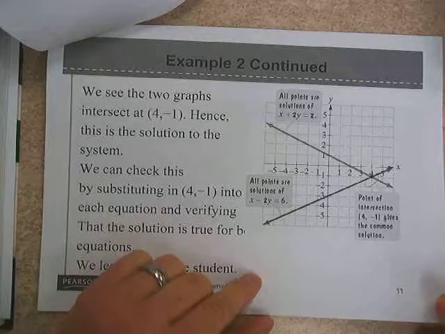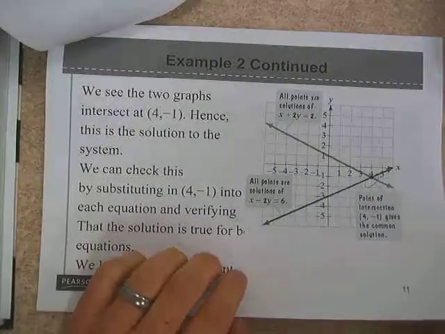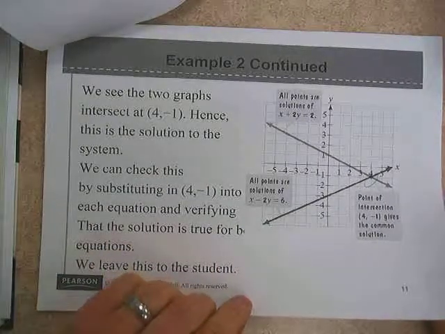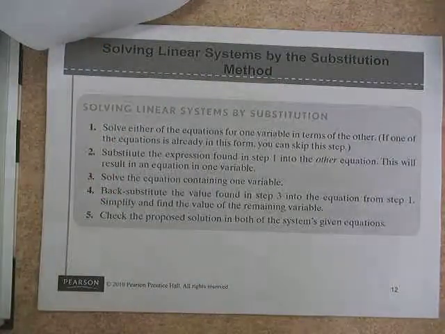Now, of course, if our claim by graphing is that this is the solution, we should certainly check that by doing what we did in the first example, where we plug (4, -1) into the two equations and make sure they both give us true sentences. Because if they don't, then maybe we have a mistake here in our graph.